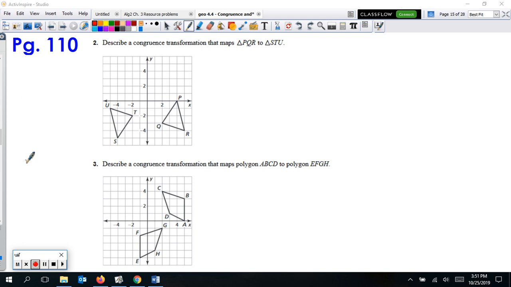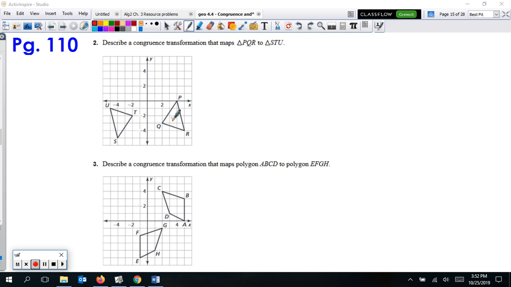Okay, so here 2 and 3, these are probably the two hardest ones I think in this lesson, because we have to describe the congruence transformation, what is happening to get from one figure to the other figure. So it says describe the congruence transformation that maps triangle PQR, so this is going to be our original, to STU. This is going to be our new one. So this would be the pre-image, this would be the image. So we've got to figure out what congruence transformation, because they are the same size and same shape. They're congruent figures, but what's the congruence transformation?